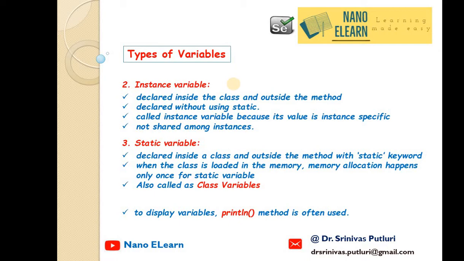What is a static variable? It is declared inside a class and outside the method like an instance variable, but with the static keyword. When a class is loaded in the memory, allocation happens only once for a static variable. It is also called a class variable. To display variables, the println method is often used.